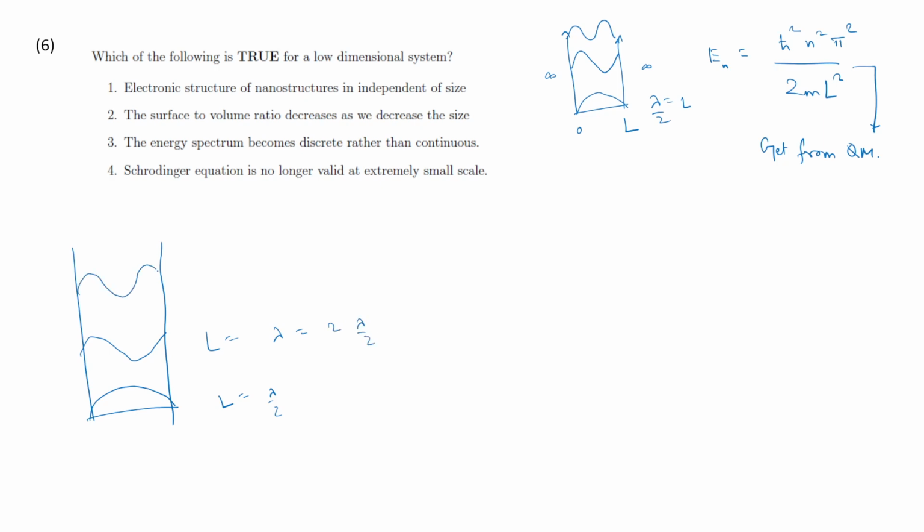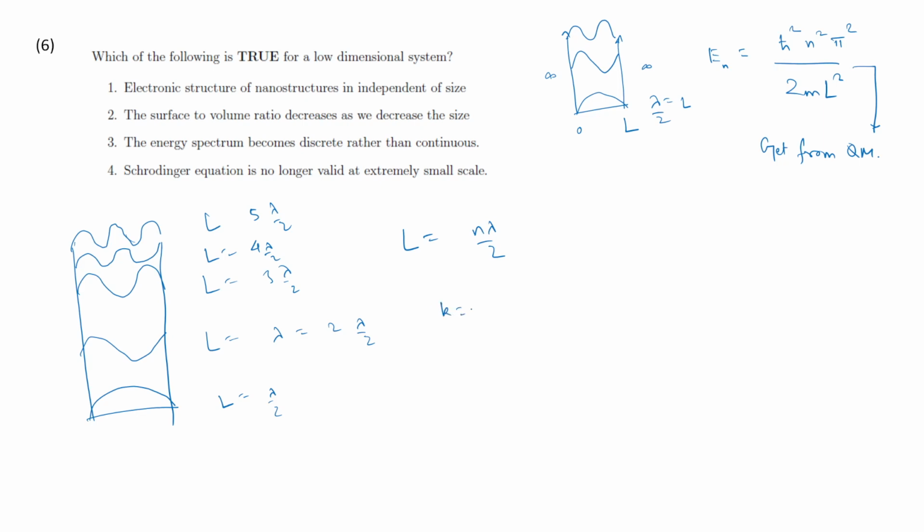The next excited state will be like this. Here L equal to 3 lambda by 2, and here actually I made 5 lambda by 2. So there will be a situation in which there will be 1, 2, 3, 4. So here L equal to 4 lambda by 2. Two wavelengths are there. So basically we can generalize this as L is equal to n lambda by 2.